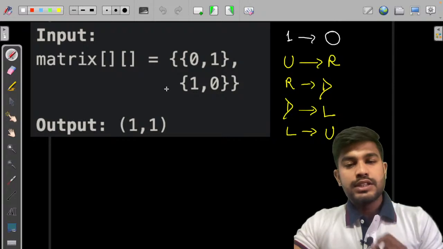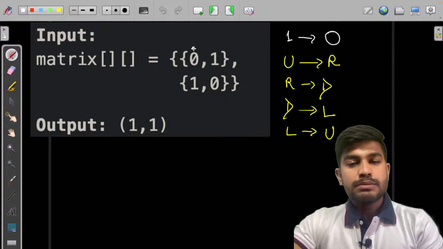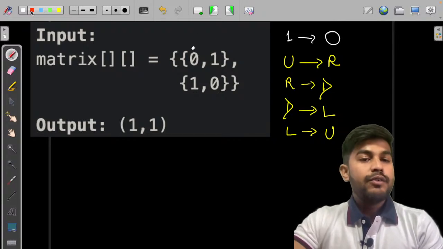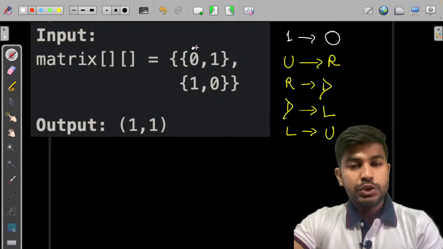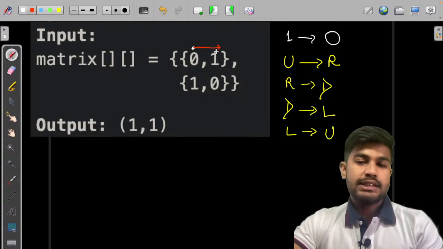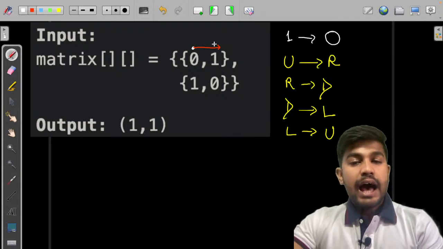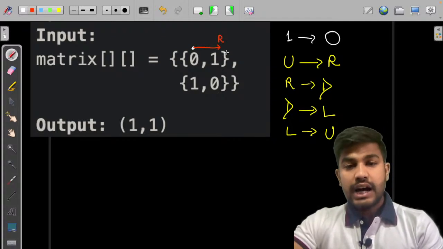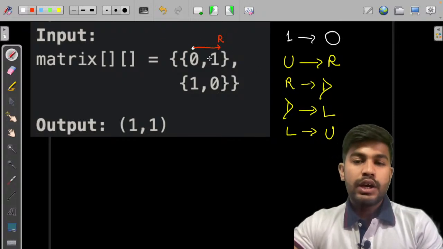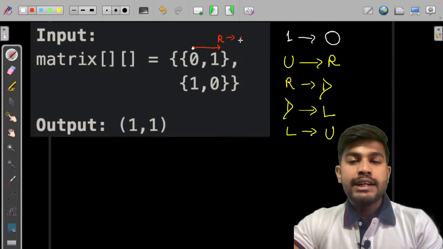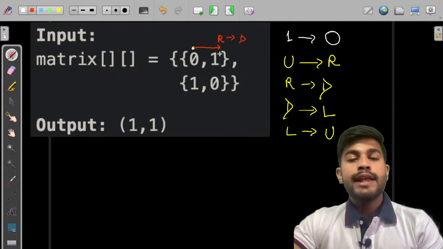Moving forward, let us first see. So we would be at this position. Then we need to move on the right hand side because it is 0. We need to continue moving. So we would move on the right hand side. At this point it is r. Okay, so r is to be converted to down. So r would be updated to down and we would make the next move down.